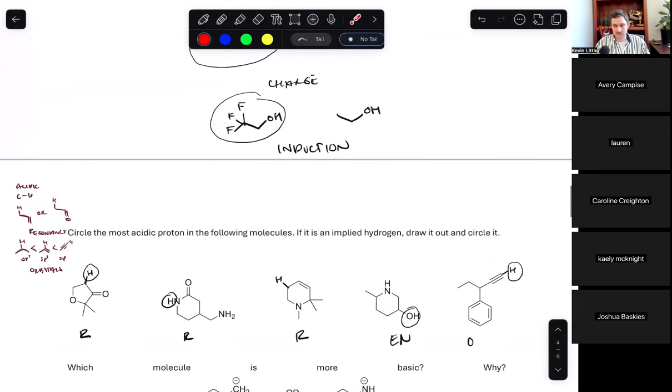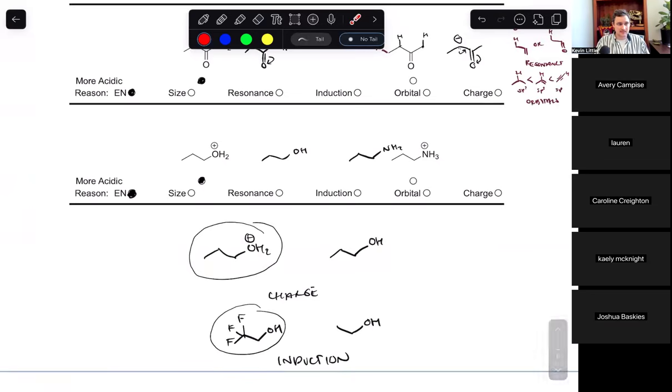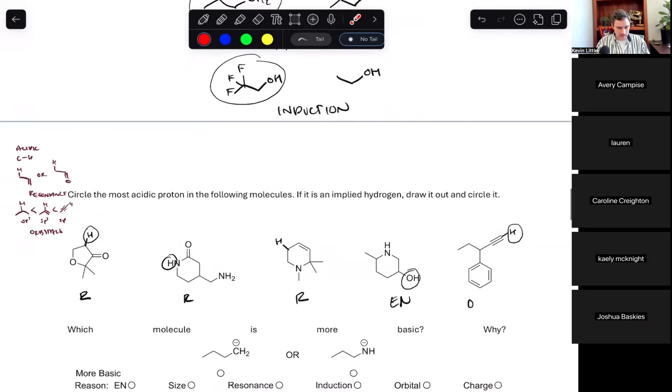Are we good with acids? Make sure you draw the conjugate base. Make sure you can locate a hydrogen that is acidic before you move on. Don't just say oxygen is acidic. It's got to be an oxygen with a hydrogen. Like this nitrogen is not acidic because there's no hydrogen on it, so it cannot be our most acidic hydrogen.